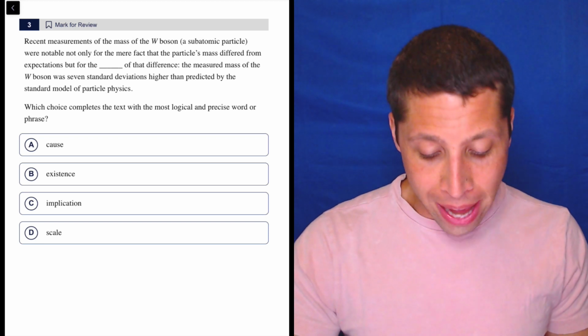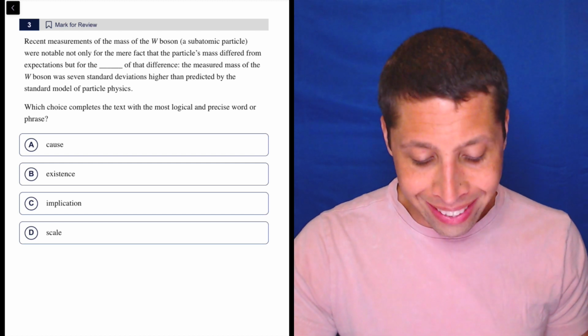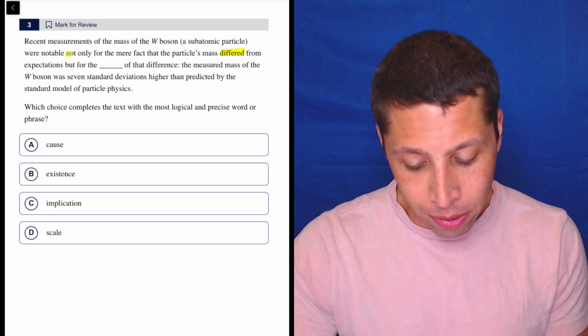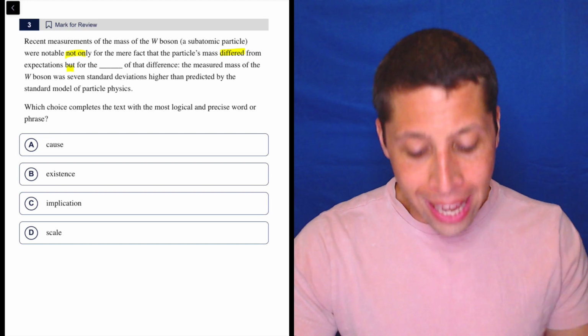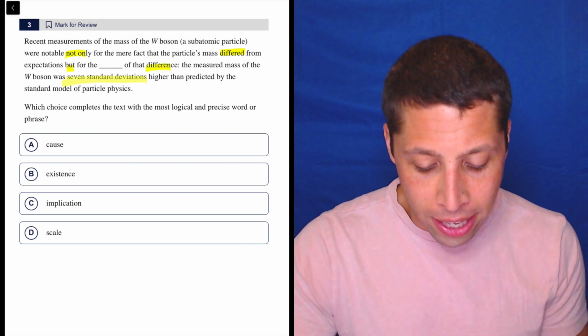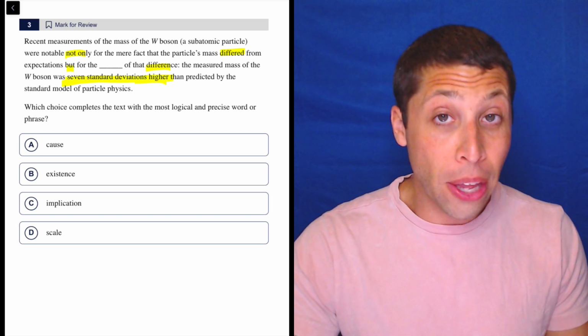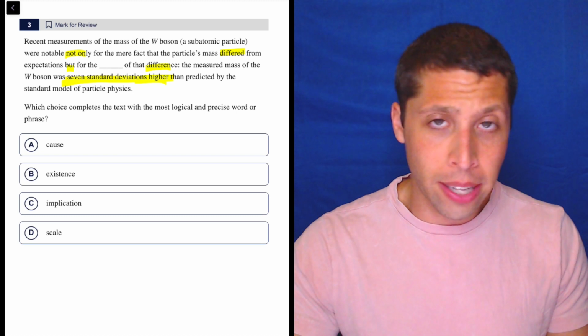Recent measurements of the mass of the W boson were notable not only for the mere fact the particle's mass differed from expectations, so not only differed, but for the blank of that difference. The measured mass of the W boson was 7 standard deviations higher than predicted by the standard model of particle physics. So a couple things that are very familiar to us if we've done a lot of these vocab questions.